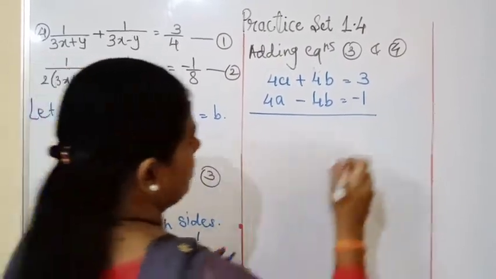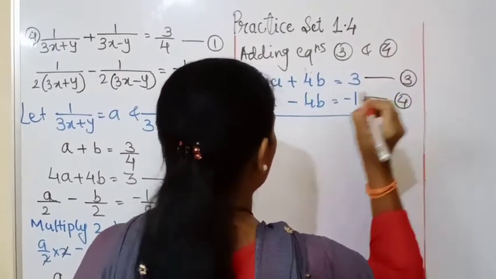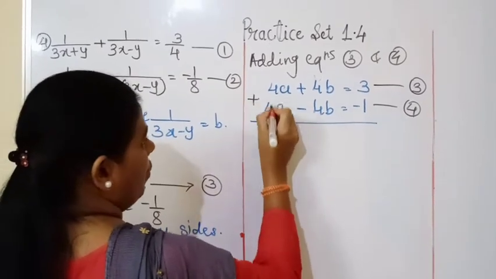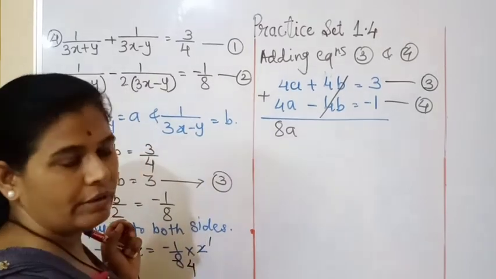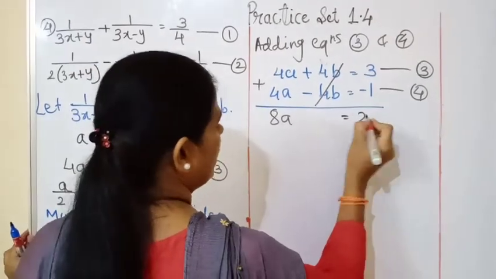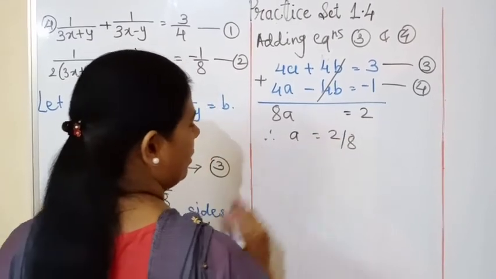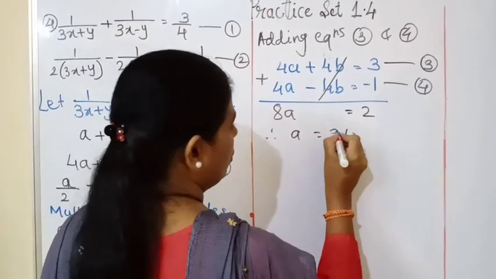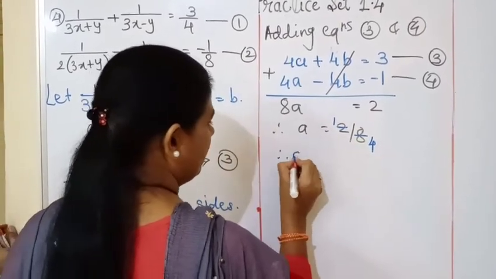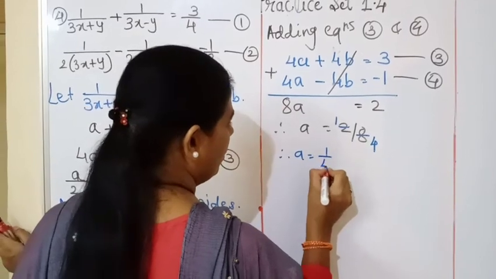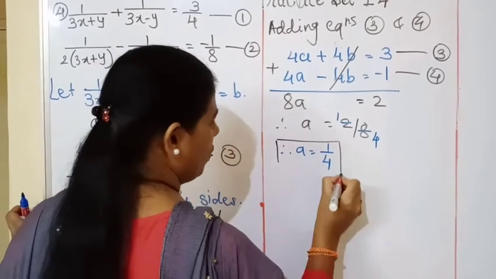Okay, so this is our equation number 3 and this is our equation number 4. We will add 4a plus 4a, that is 8a, 4b and minus 4b, that will get cancelled. 3 minus 1 is 2. Therefore a equal to 2 upon 8. We will divide it. So 2 ones are 2 and 2 fours are 8. So we will get the value of a, that is 1 upon 4. Okay, so we got the value of a equal to 1 upon 4.